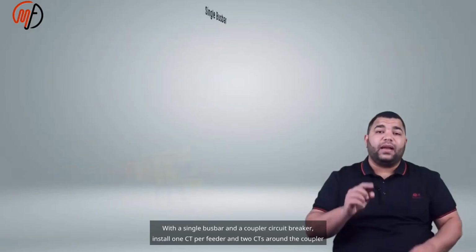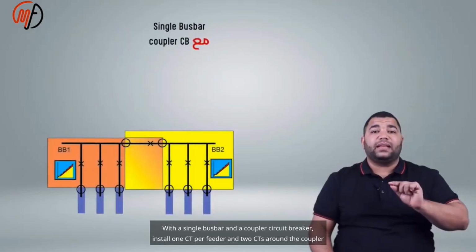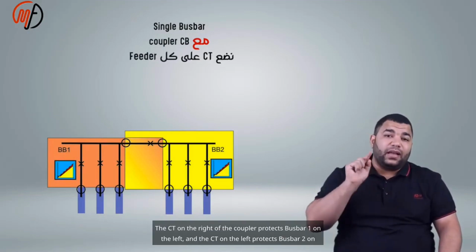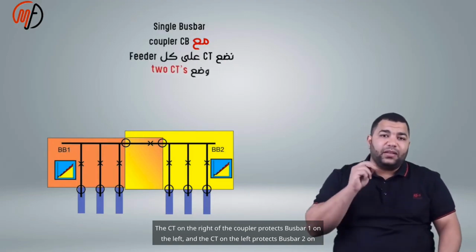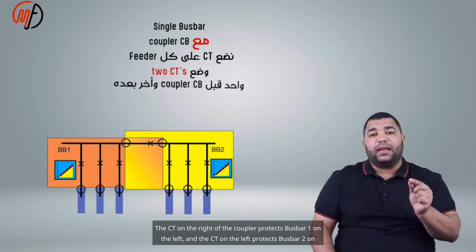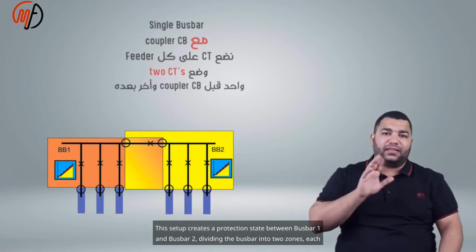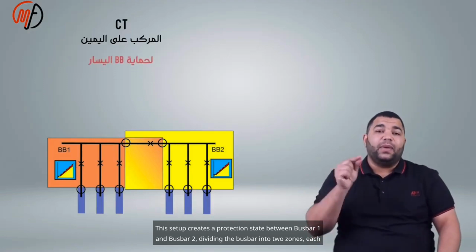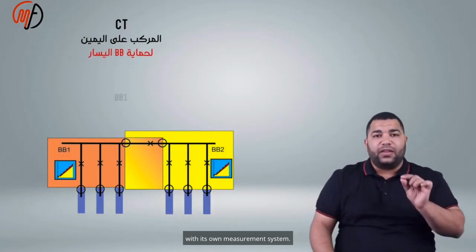With a single bus bar and a coupler circuit breaker, install one CT per feeder and two CTs around the coupler, one before and one after. The CT on the right of the coupler protects bus bar 1 on the left, and the CT on the left protects bus bar 2 on the right. This setup creates a protection state between bus bar 1 and bus bar 2, dividing the bus bar into two zones, each with its own measurement system.